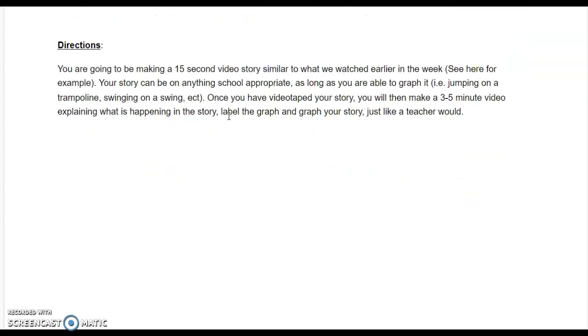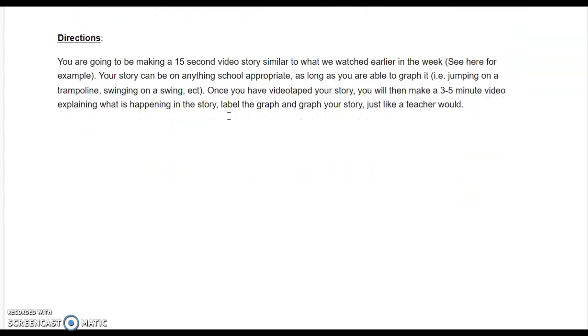Again, the directions: you're going to make a 15-second video story, similar to what we discussed earlier or saw at the beginning of the week, which was Monday. I just showed you the example. Your story can be anything school appropriate as long as you're able to graph it, such as jumping on a trampoline, swinging on a swing set, any of those things. One thing you can't do is use any of the videos that we've seen before. Remember, you have to create it, not find one on YouTube that's a 15-second video. You need to create it because you need to be able to graph it.